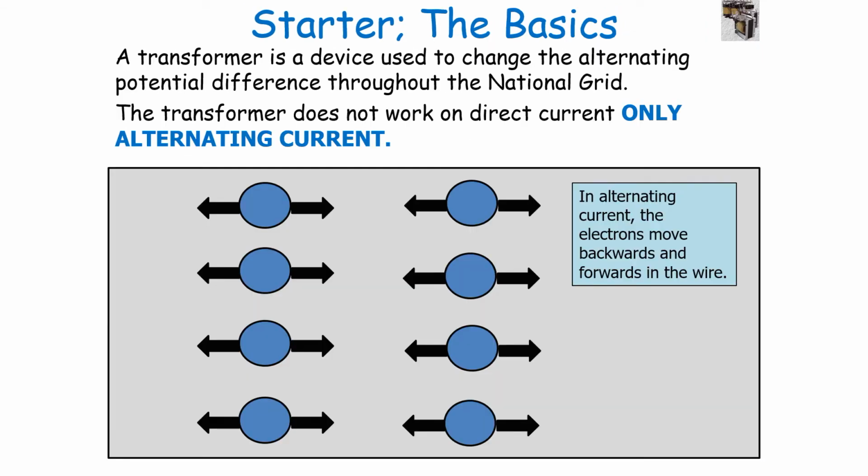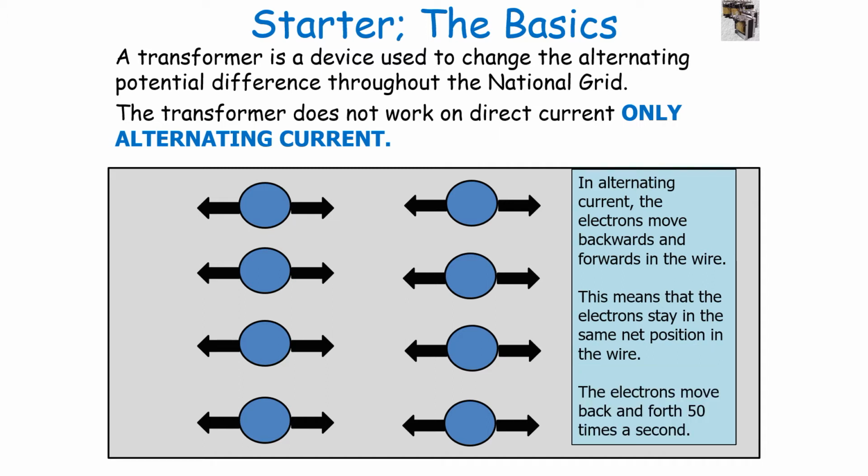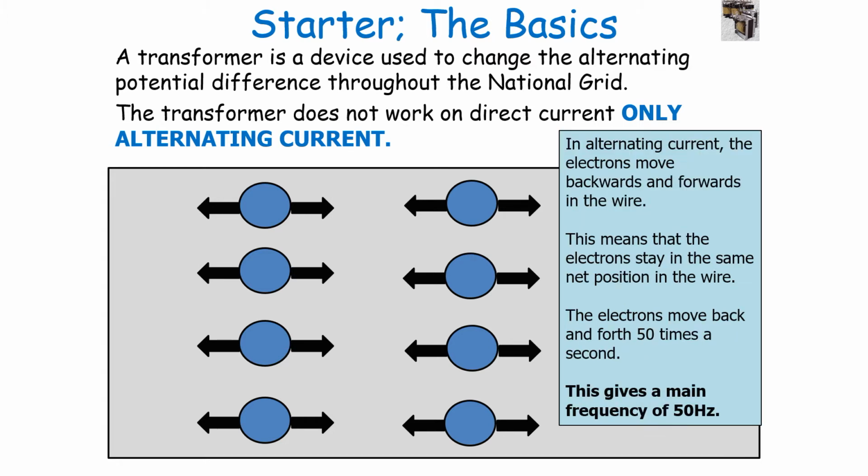Now a transformer works on the principle of using alternating potential difference and alternating current. Now remember, transformers do not work on direct current, they only work on alternating current. Now in alternating current, the electrons move backwards and forwards or oscillate in the wire. So this means the electrons stay in the same net position in the wire, and in the mains the electrons move backwards and forwards 50 times every second. So as a result, this gives us a mains frequency of 50 Hz.